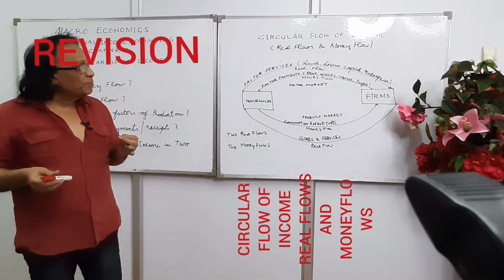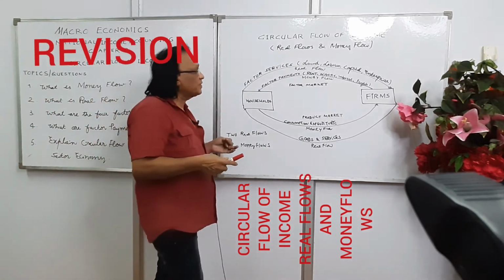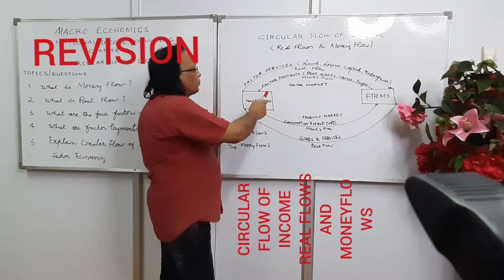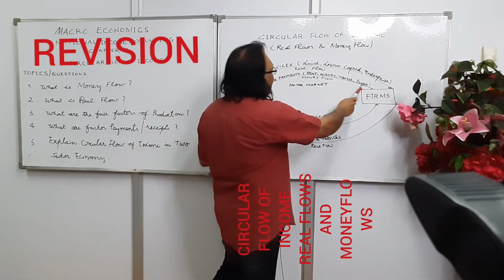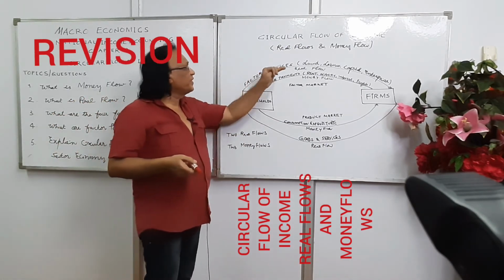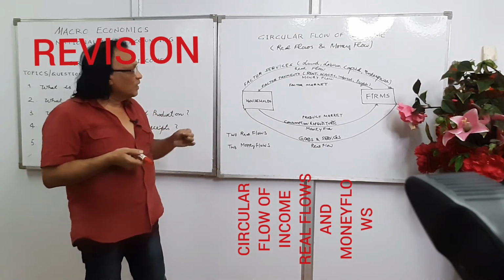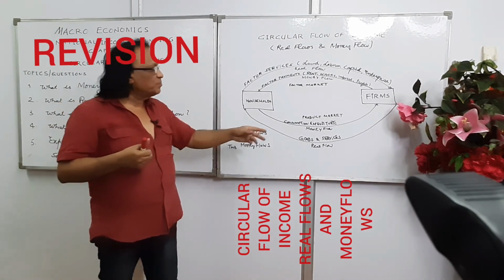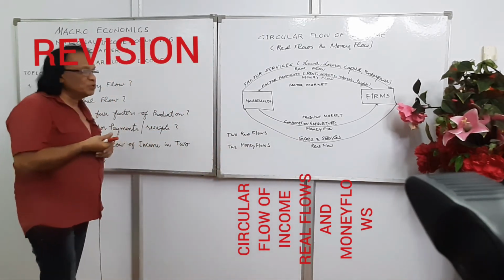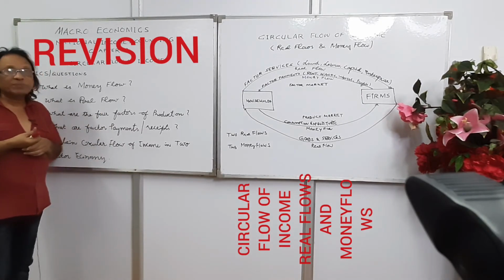The third point, with the help of these factor services, the firms produce goods and services, and they pay to these 4 factors of production factor payments: rent, wages and salaries, interest and profits. This is a factor market, so real flow and money flow is taking place here. When the households spend their money as consumption expenditure, money flow is taking place. In return, the firms provide them goods and services. So these are the 5 topics you have in chapter number 3.